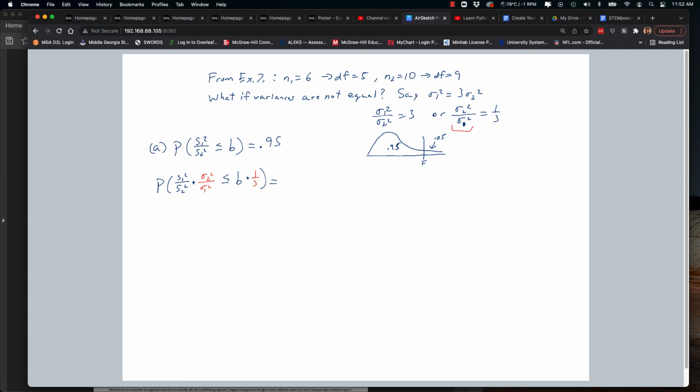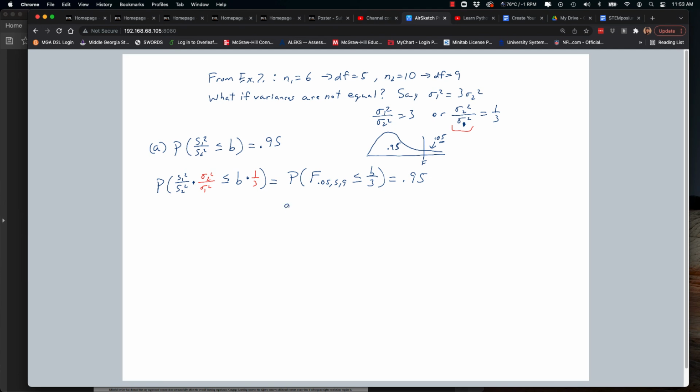And so if we clean that up a little bit, that's just saying what's the probability that s1 squared over s2 squared becomes an f distribution of 0.05, and I'll say why that is in a second. It mainly is because it's the alpha value up here, comma with 5 numerator degrees of freedom and 9 denominator degrees of freedom is supposed to be less than or equal to b over 3. And that equals 0.95. So we need to figure out what b over 3 has to be equal to here, either using R or the table. I'm going to use R.